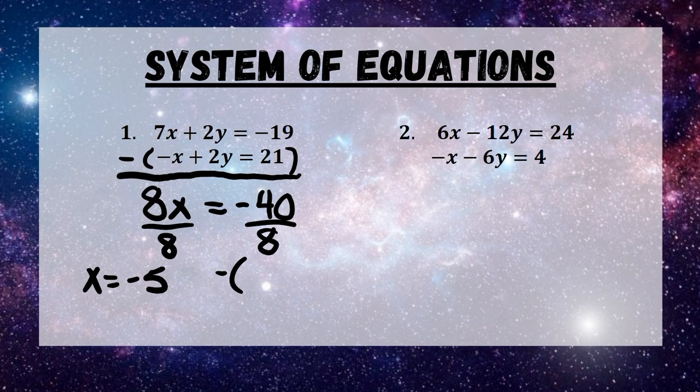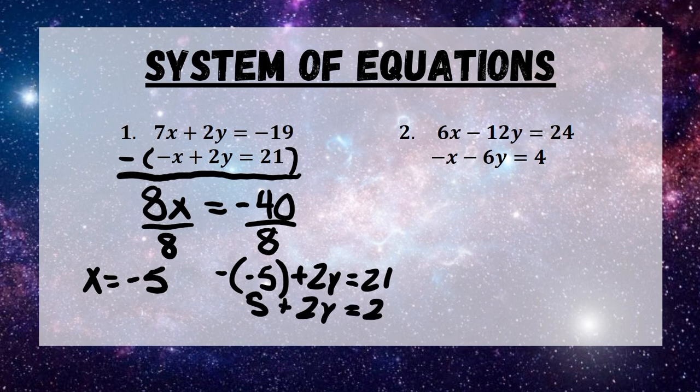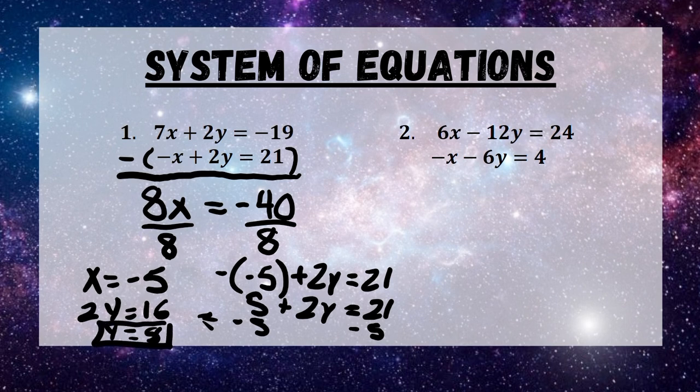This will be negative, and instead of x, negative 5 plus 2y equals 21. Negative 5 is positive 5 plus 2y equals 21. If we subtract 5 on both sides, we're going to get that 2y equals 16. And if we divide both sides by 2, we end up with y equals 8. So we have y equals 8 and x equals negative 5.